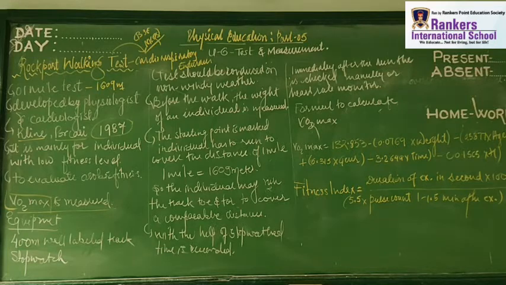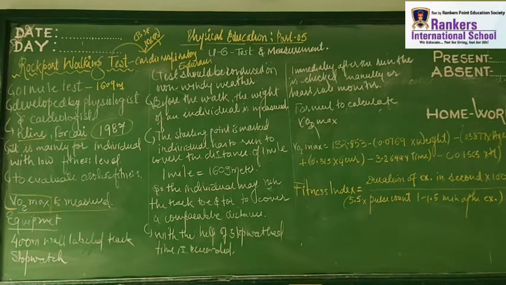Now I am going to tell you how to administer the test, the procedure of the test. We need to choose a windless day to conduct this test. We need to record the weight in pounds. Then walk or run a mile, that is, 1609 meters, as fast as possible.